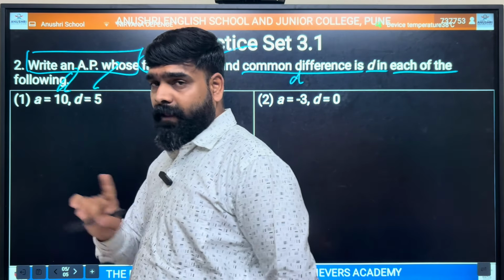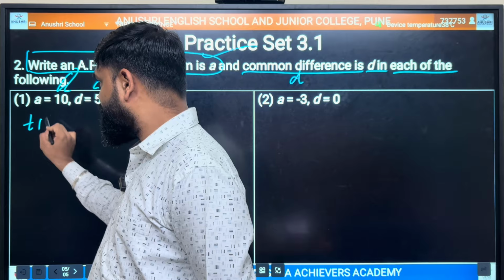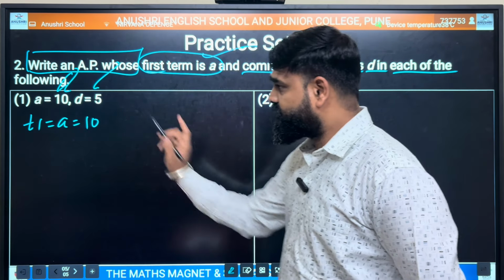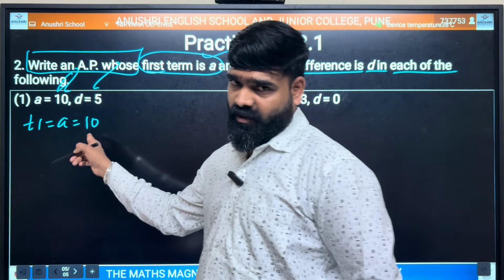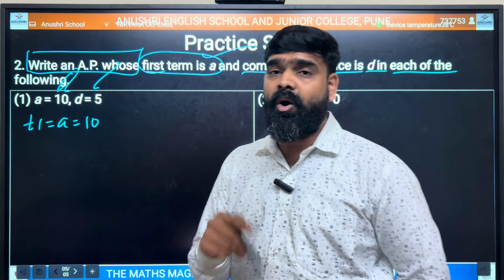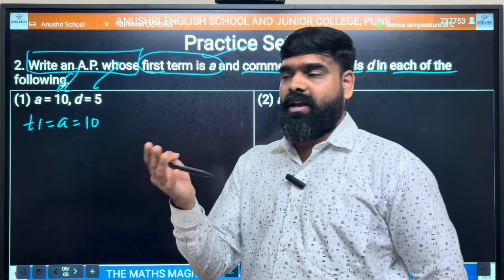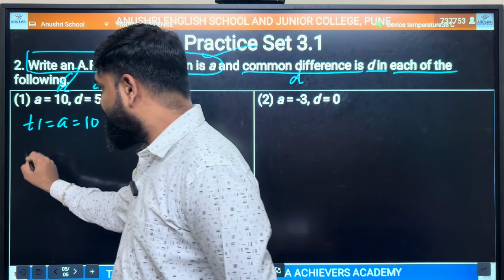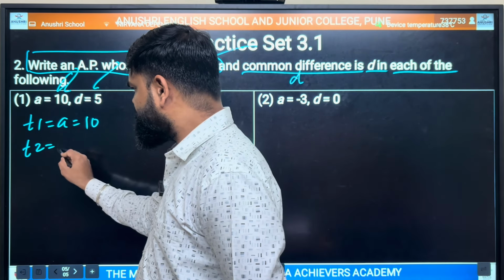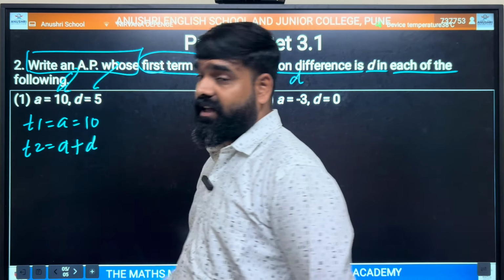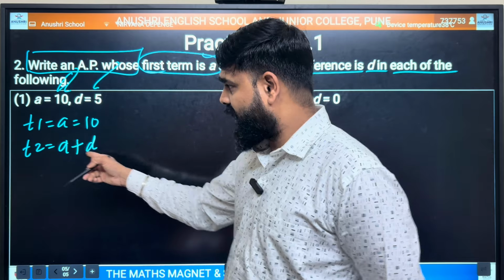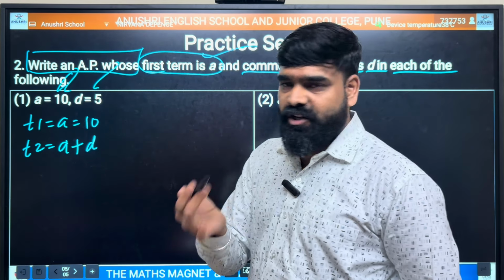So this is the first term. We can say that this is T1, which is also A. So we got here 10. We have this first term here, T1, which is nothing but A or A1. We can write A1 or T1, T for term. So we have to find the T2. How to find the T2, term 2? The formula is very easy: A plus D. A means term number 1, T1 plus D. You can write here T1 plus D also.